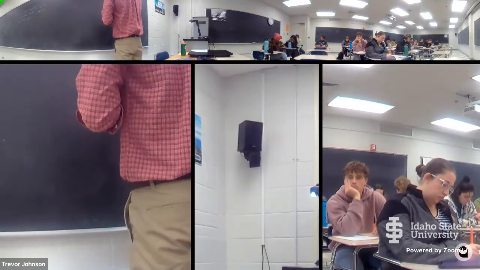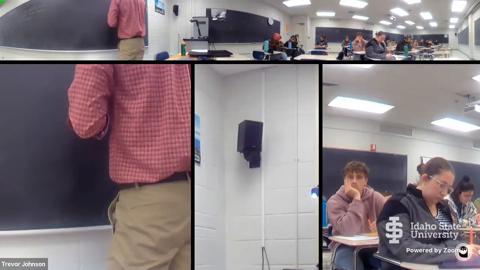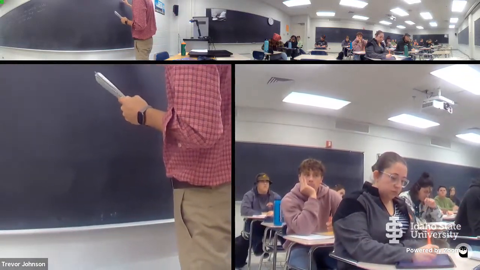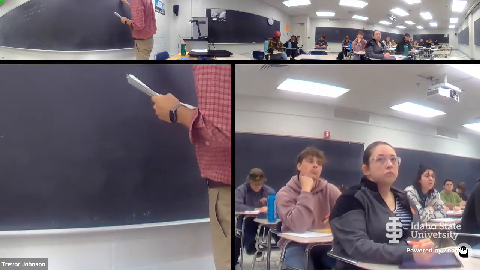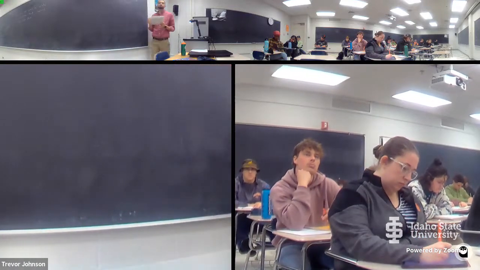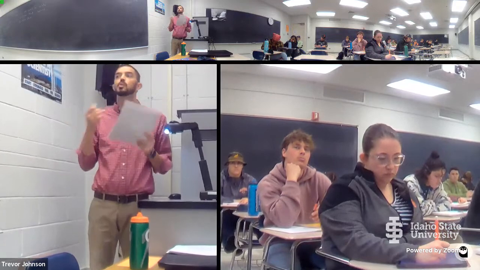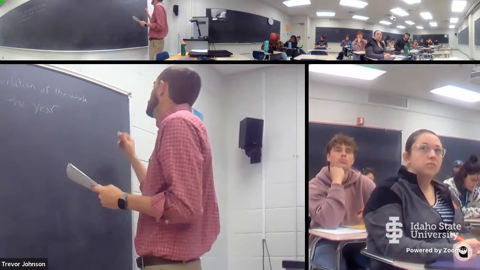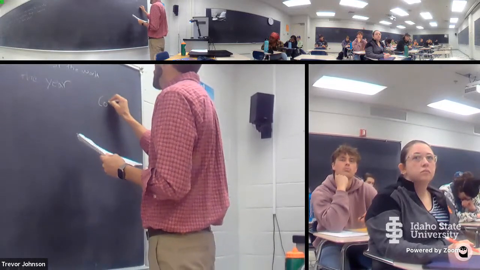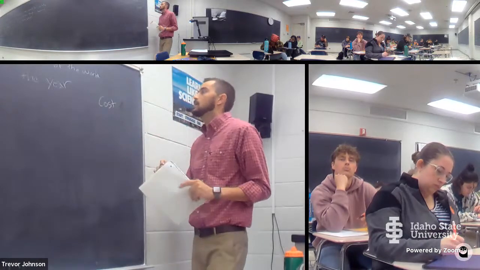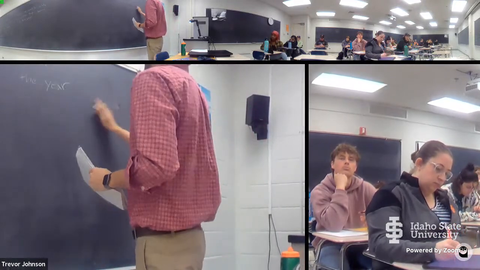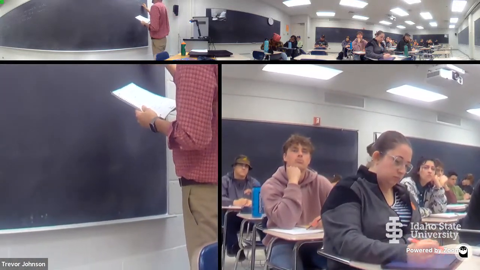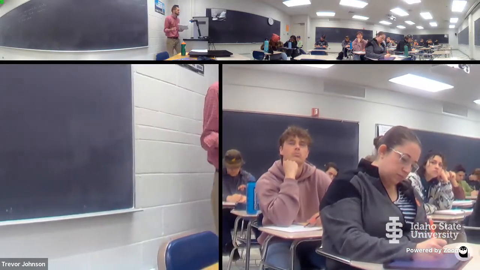The population of the world and the year. Those are two quantities that depend on each other and relate to each other. And then, I'm running out of room. The cost... We'll simplify this one. I'm gonna erase that. The cost to mail an envelope and the weight of the contents of the envelope. Those are two quantities that depend on each other.